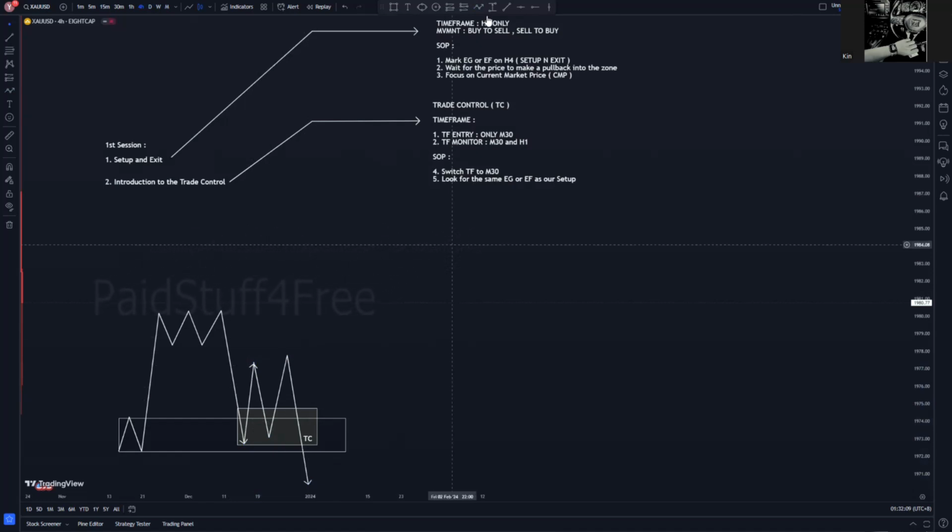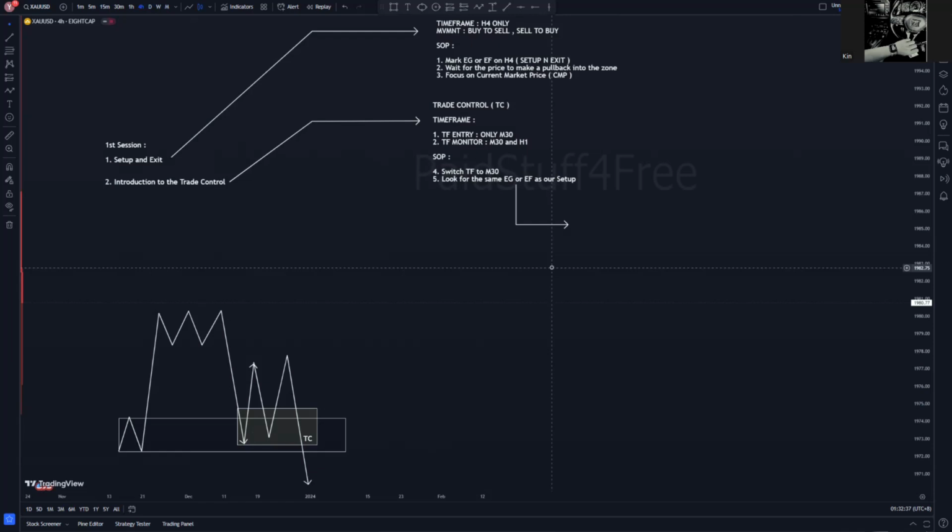So look over here, EG or EF. I've always said this to my students: actually, the chart is speaking with us. The chart is telling us that the price is going to buy after this, the price is going to respect the zone after this, the price is going to start a reversal pattern, something like that.